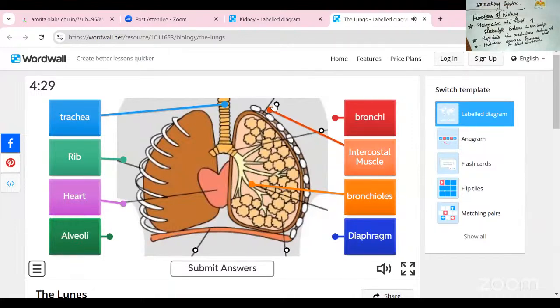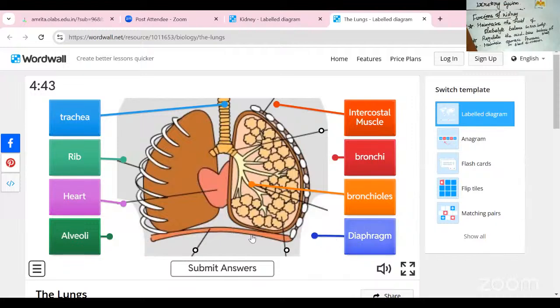Intercostal muscles. This is the part of the intercostal muscles. Yes, this is known as the diaphragm. The contraction is done in this part only. Contraction and relaxation is done with the help of the diaphragm. When we want to inhale air, the diaphragm comes down. Exhalation is done when the diaphragm contracts.